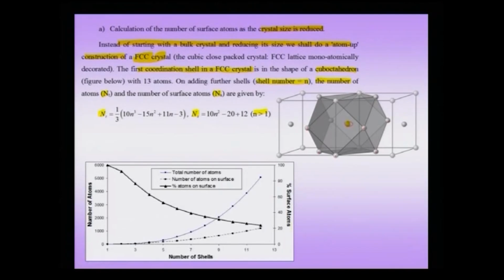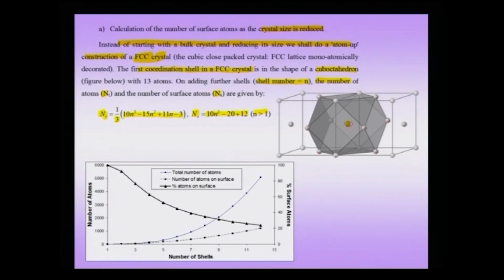So, if you now calculate the total number of atoms, a formula like this can be derived, wherein the total number of atoms, when I have a shell number n, is one third of 10 n cube minus 15 n square plus 11 n minus 3, and the number of surface atoms can be given by 10 n square minus 20 n plus 12.